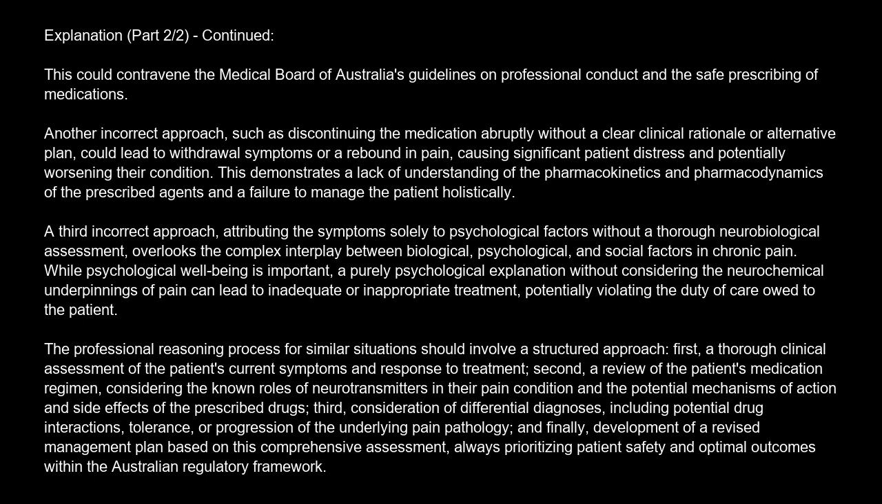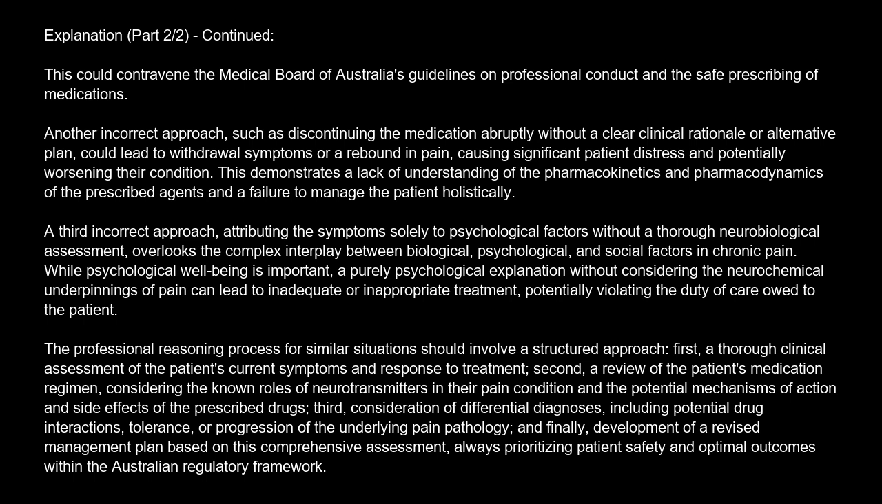This demonstrates a lack of understanding of the pharmacokinetics and pharmacodynamics of the prescribed agents, and a failure to manage the patient holistically. A third incorrect approach, attributing the symptoms solely to psychological factors without a thorough neurobiological assessment, overlooks the complex interplay between biological, psychological, and social factors in chronic pain. While psychological well-being is important, a purely psychological explanation without considering the neurochemical underpinnings of pain can lead to inadequate or inappropriate treatment, potentially violating the duty of care owed to the patient.